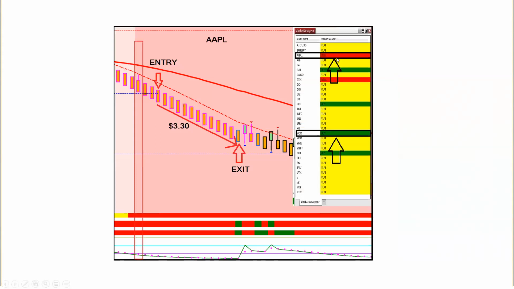Here's an entry on Apple. I was going to look at the one on McDonald's. Your entry signal is right here. You get it here. It goes $3.30. This is a 30 Unorenko. This took about 4 hours to evolve.